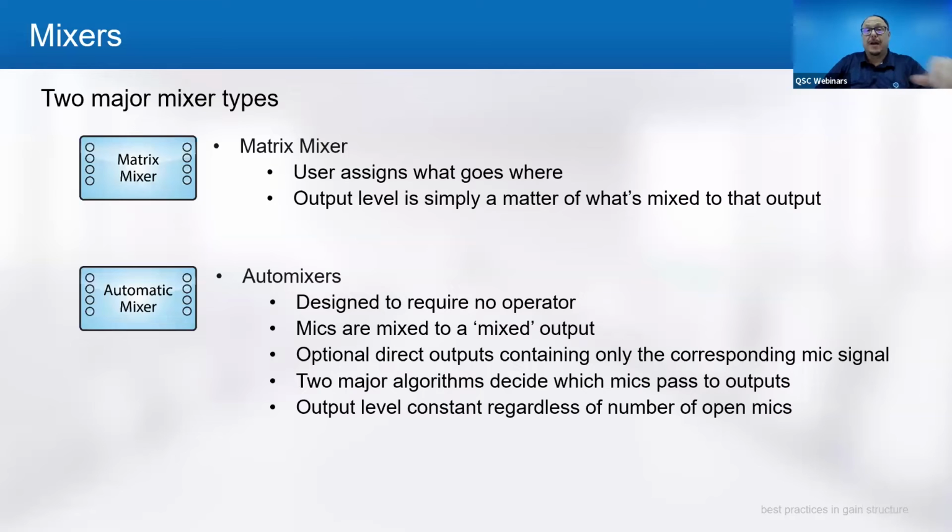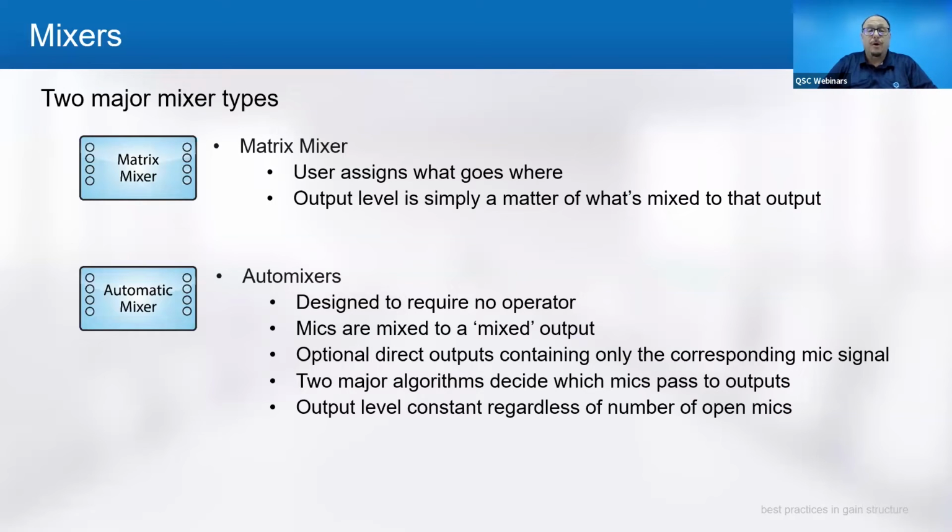Typically, I just put a little bit of dynamic processing in there, maybe a compressor or something, so that it doesn't overdrive the input. But there are two major mixer types that we see: a matrix mixer, and in Q-SYS we use a matrix mixer. Standard mixer, other, whatever it is, but that comes out of the inventory as an 8-in, 8-output mixer in mono, and you can reconfigure it. The standard matrix mixer is where the user assigns what signals go where, and the output is simply a matter of what all is mixed to that output.